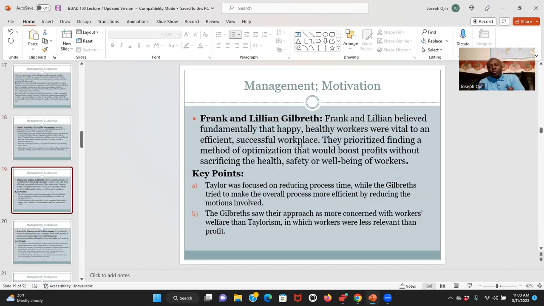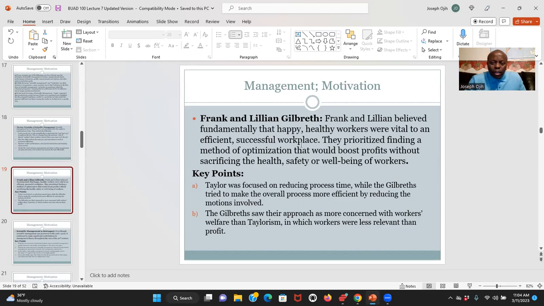Now, there's another theory that's under the scientific management umbrella. We have Frank and Lillian Gilbreth. I won't call it a theory, but they took the scientific management theory one step forward. They believed fundamentally that happy, healthy workers are vital to an efficient and successful workplace.